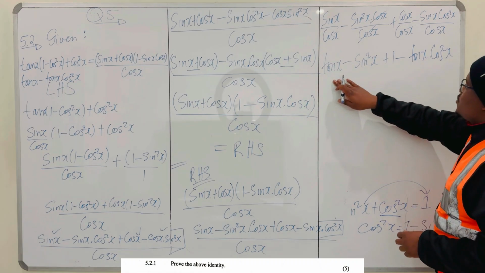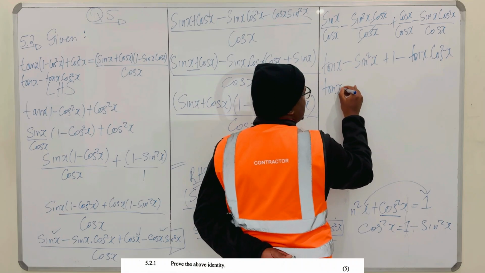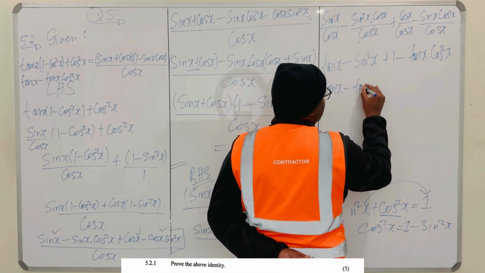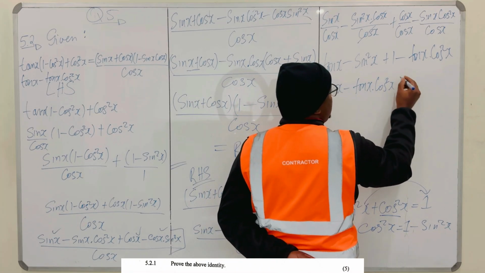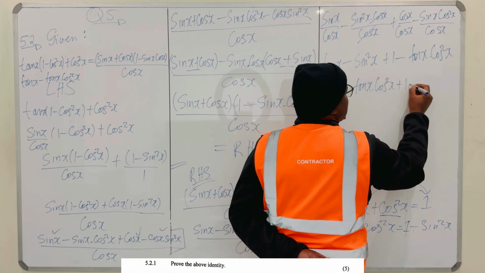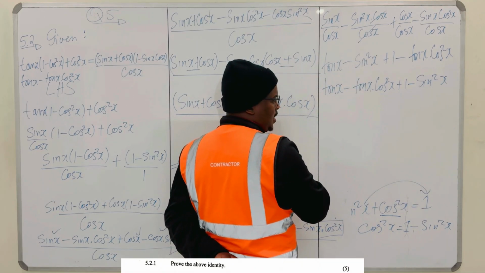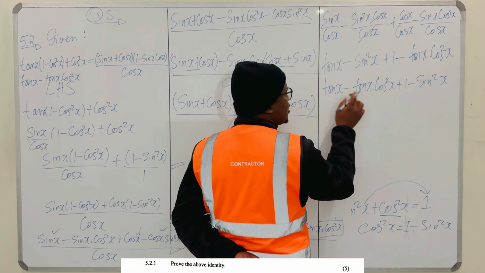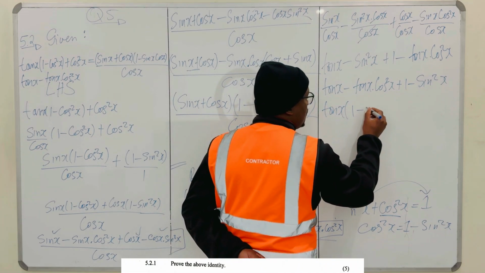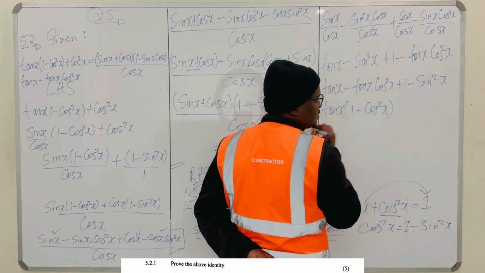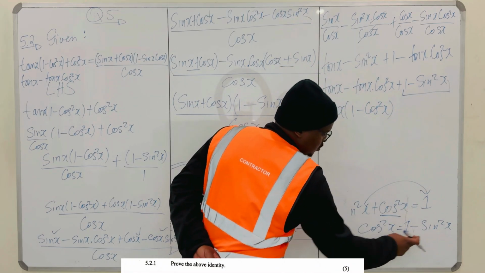So you group this and that together. What do you have? I have tan x minus tan x cos squared x, plus 1, which is this, minus sine squared x. Then take your tan x as a common factor. So your tan x goes out and you're left here with 1 minus cos squared x. What is this? 1 minus sine squared x, that is cos squared x.